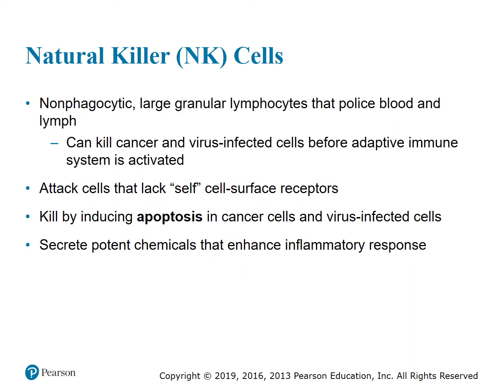A third component of the second line of defense are the natural killer cells. These are non-phagocytic. They're large granular lymphocytes that police blood and lymph. They can kill cancer and virus-infected cells before the adaptive immune system is activated. So that's their specialty, cancer and virus-infected cells. They attack cells that lack the cell surface receptors, and they kill by inducing apoptosis or programmed cell death in cancer cells and virus-infected cells. They secrete potent chemicals that enhance the inflammatory response.